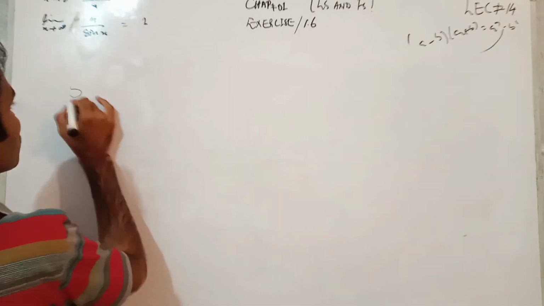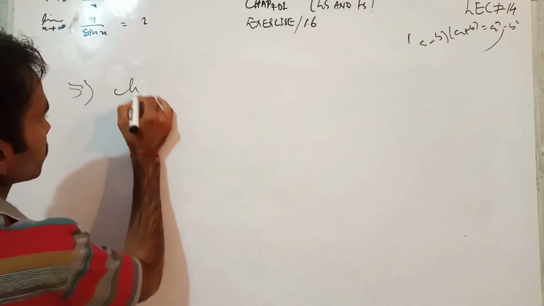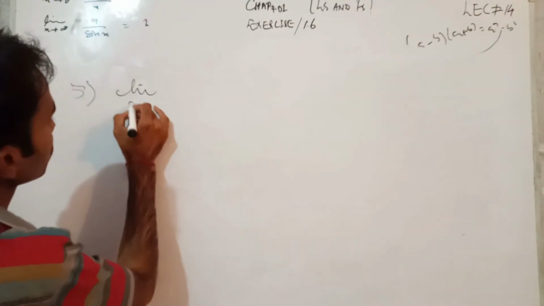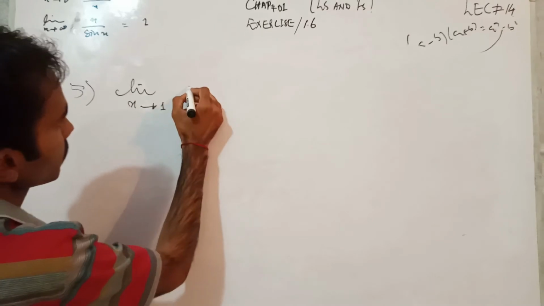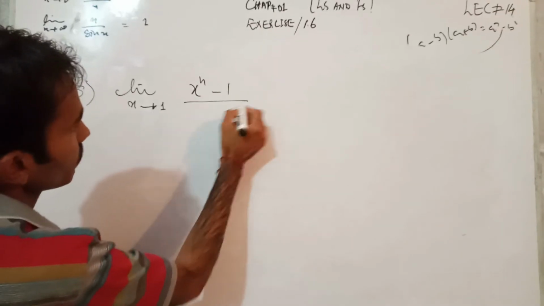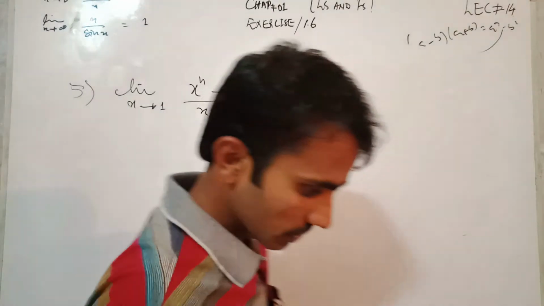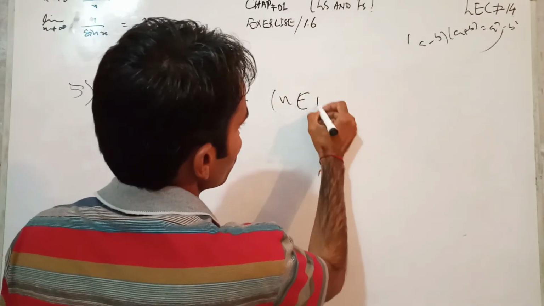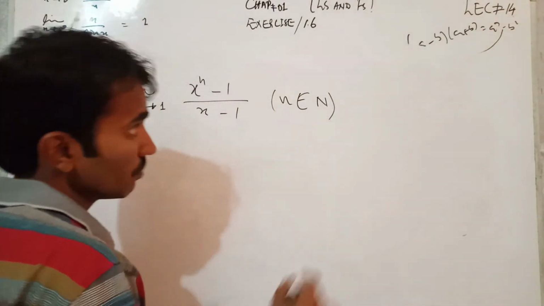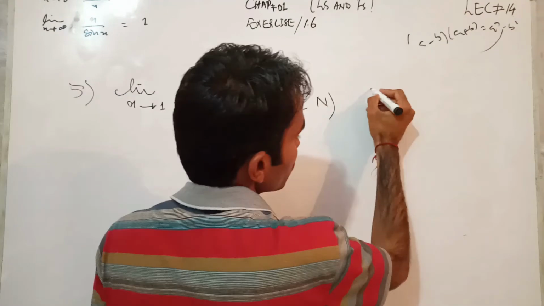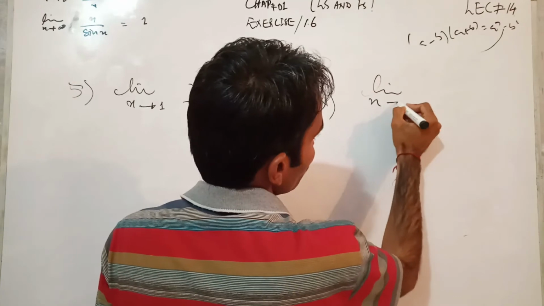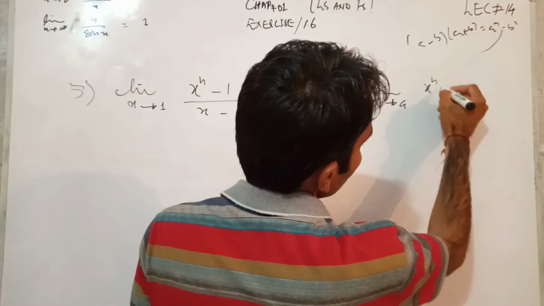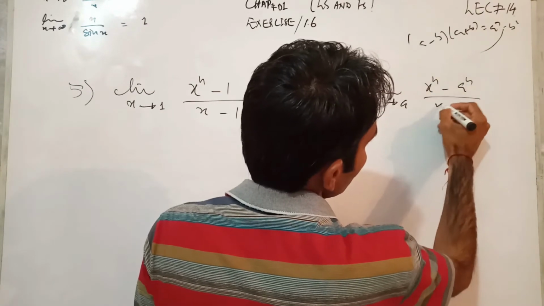So question number 5 is limit x approaches to 1, x power n minus 1 divided by x minus 1. This is the form when n belongs to natural numbers. So what we have to do, I will write the formula first. Limit x approaches to a, x power n minus a power n divided by x minus a.